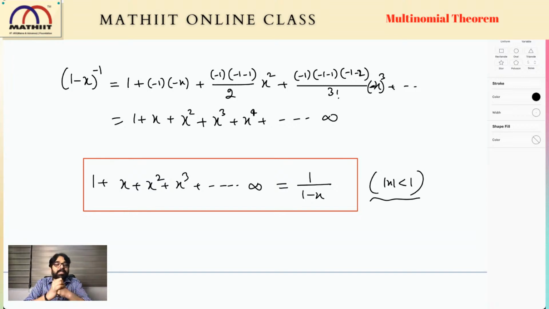So 1 plus x plus x square plus x cube plus so on up to infinity is always equal to 1 by 1 minus x. You should remember this at night 2 o'clock also. These last 2-3 points which I am telling, you should not forget. 1 plus x plus x square plus x cube till infinity is always equal to 1 by 1 minus x. Is this clear? Can I go ahead? Am I clear to everybody?